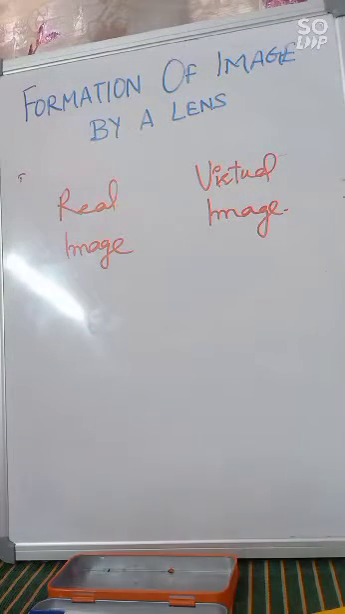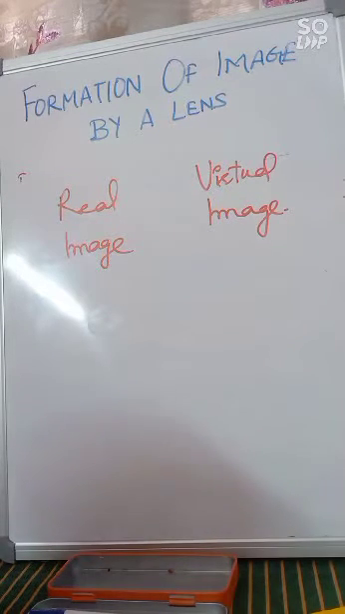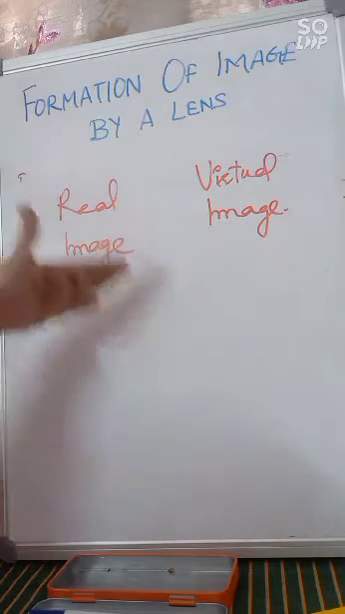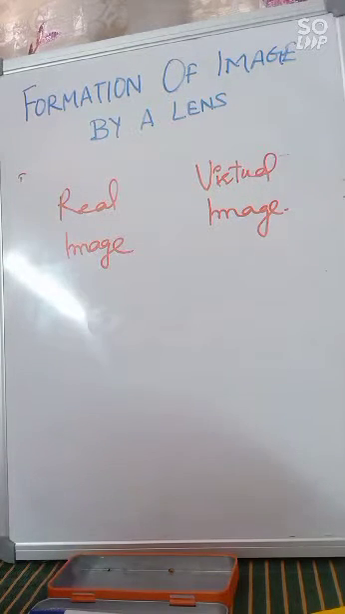We have done these while doing mirrors also in class 9th. So a real image is formed due to actual intersection of the rays refracted by the lens, like we were talking about when we were discussing convex lens. Right now we discussed the three principal rays.